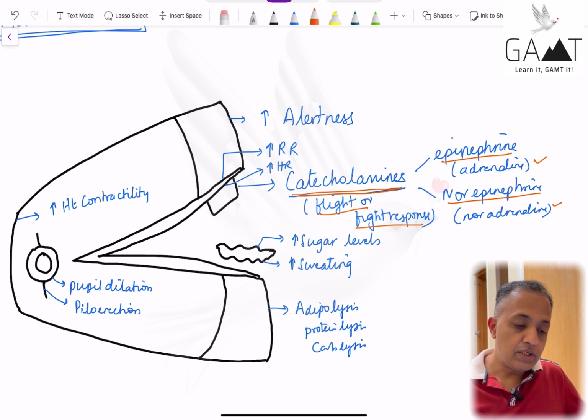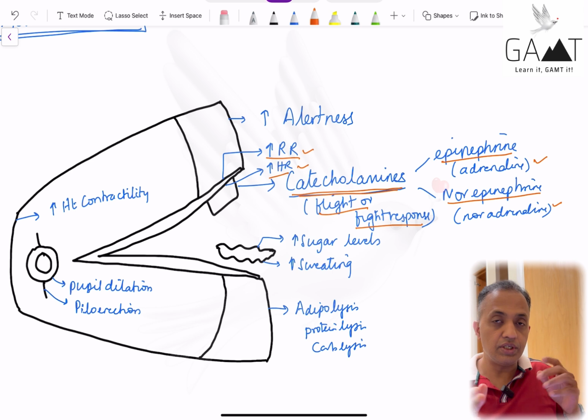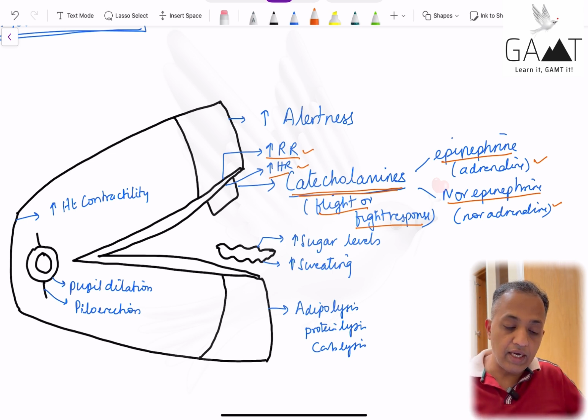So what are the actions of these hormones? You can see this part of the stapler and this part of the stapler both represent the letter R. So there are two R's here. The first R stands for increase in respiratory rate. The second R stands for increase in heart rate. This is one of the main actions of the catecholamines.